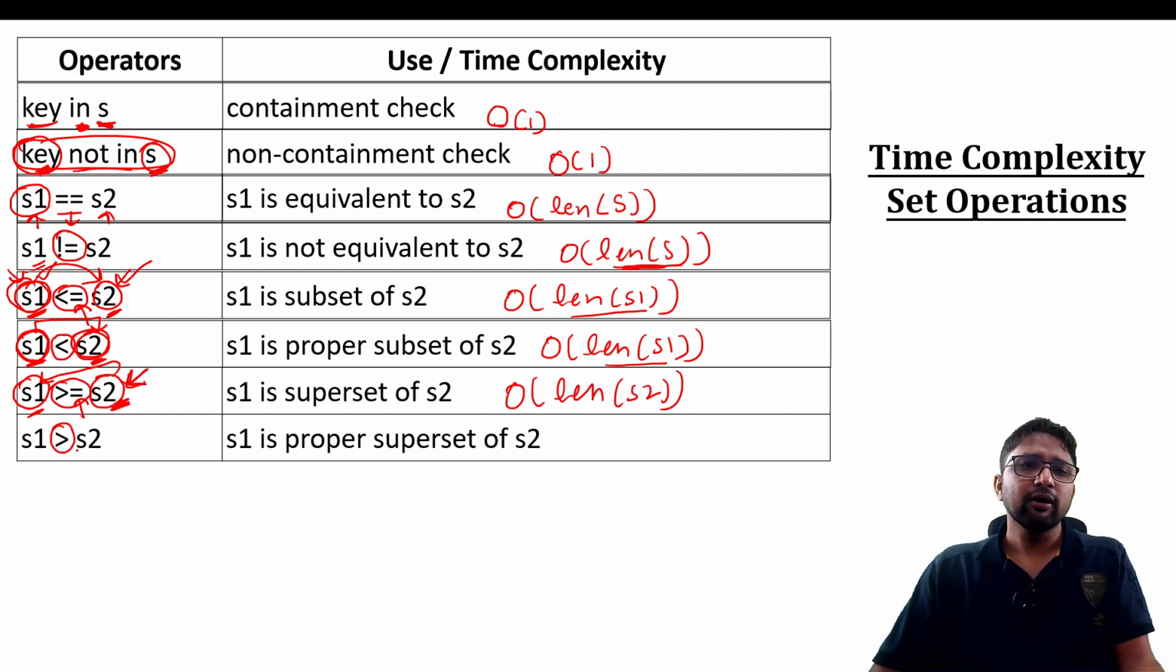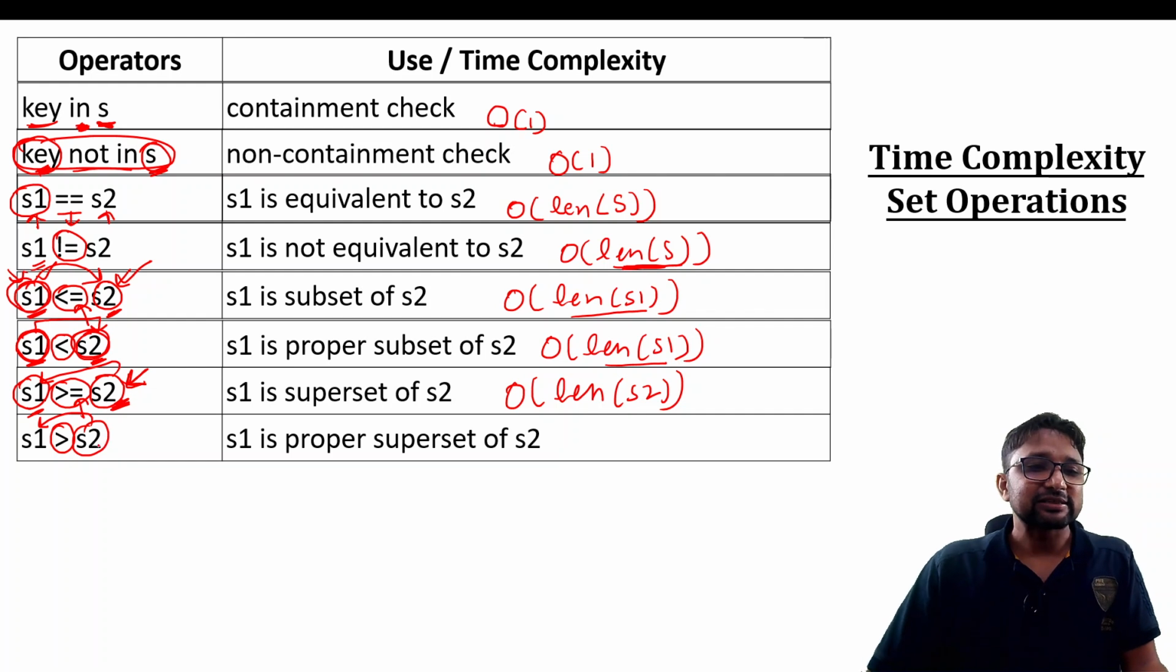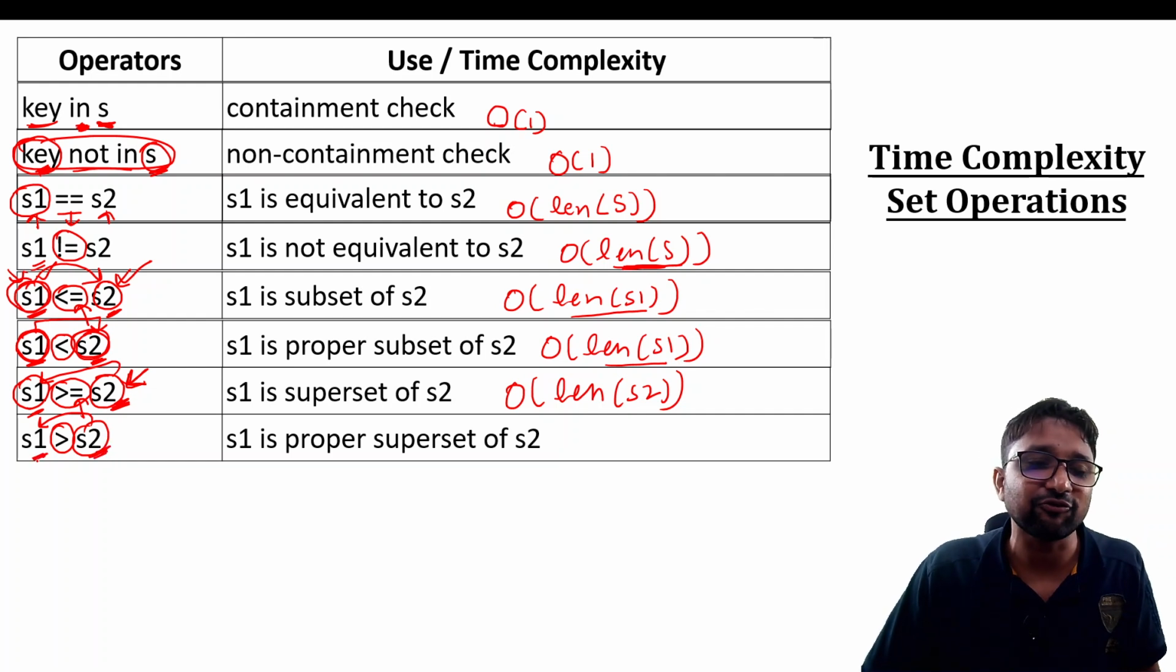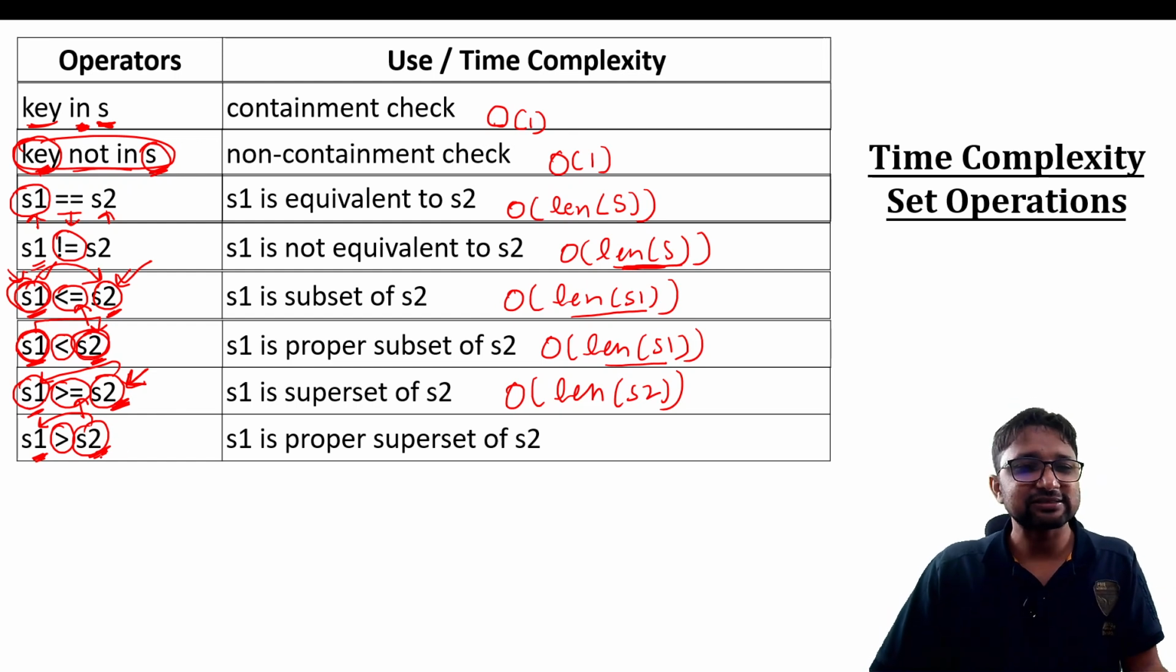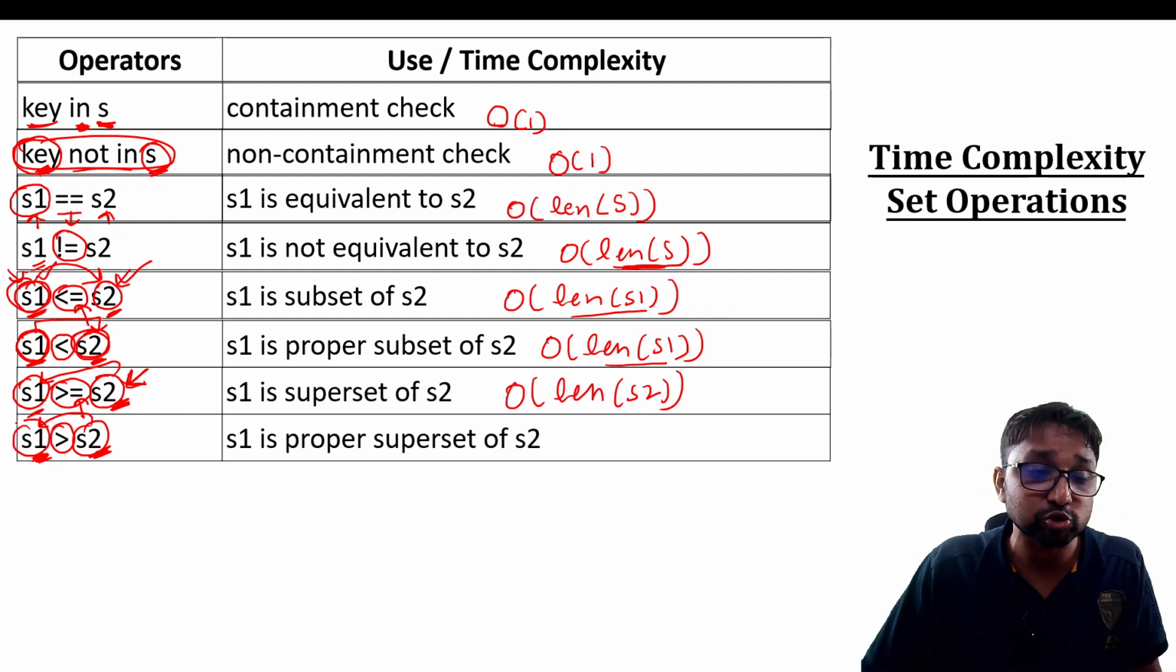Proper superset means all the elements of S2 again should be present in S1. Second thing, the size of S2 should be smaller than the size of S1. That is confirmed. Then only it can be a proper superset. So S1 can be a proper superset if its size is greater than S2 and all the elements of S2 are present in S1.